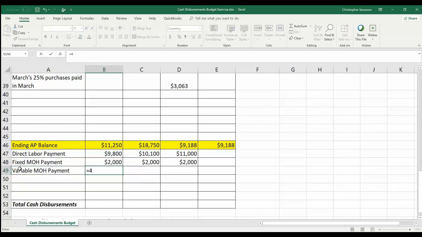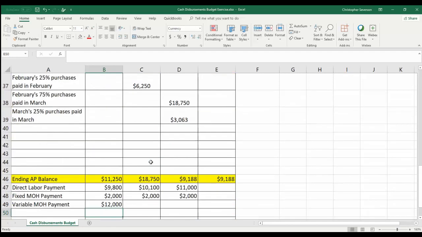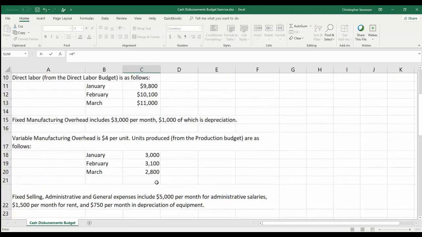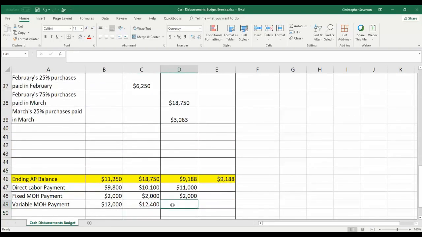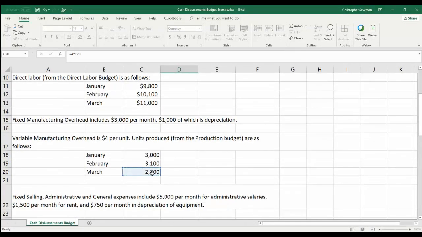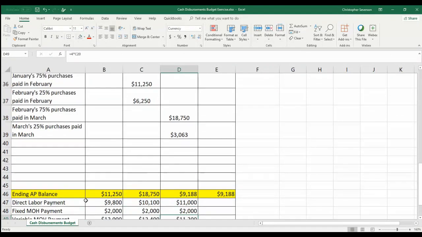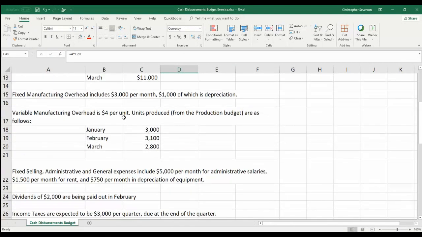Now this is going to be $4 times the number of units for each month. Again, the $4 is inside of another cell, so that's why I couldn't really link to that. Sometimes the information will be in its own cell and you can link to it. But for now, we'll just type in $4. Make sure everything looks good. So now we're done with variable manufacturing overhead.